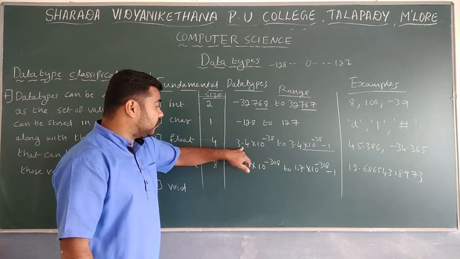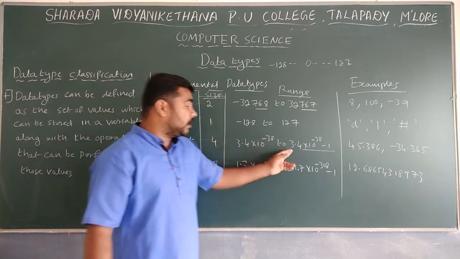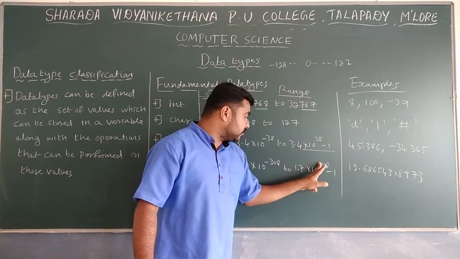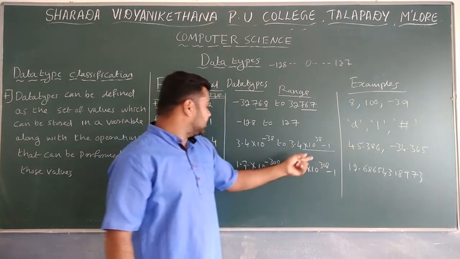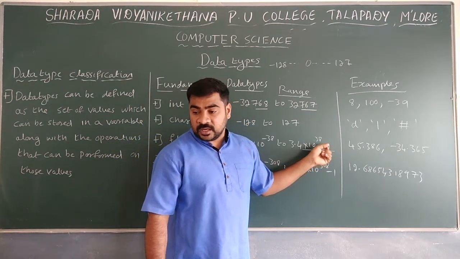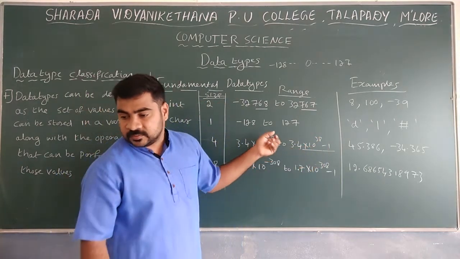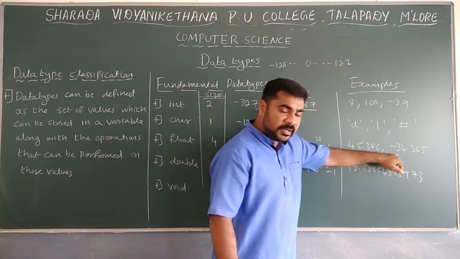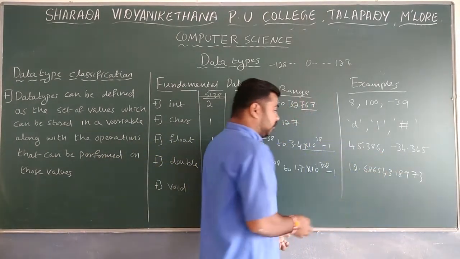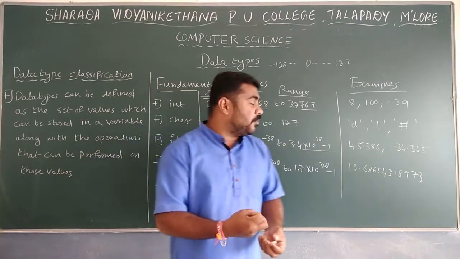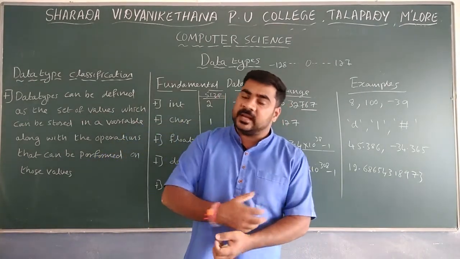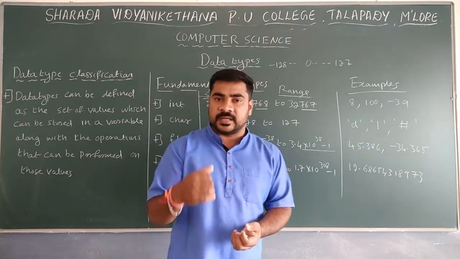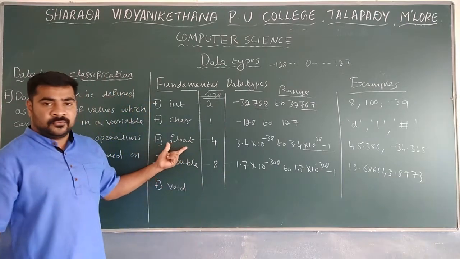So here 3.4 into 10 raised to minus 38 to 3.4 into 10 raised to 38, not minus 38, 10 raised to 38 minus 1. So this is the total range. The next one here is the example. These are the examples here. One is 4.545386 or minus 3.34365. Any numbers, any fraction values, either negative or positive, we can store in case of float. That is actually known as float.